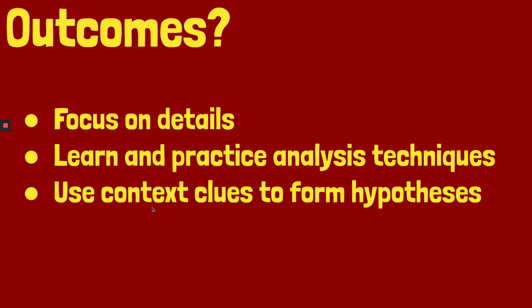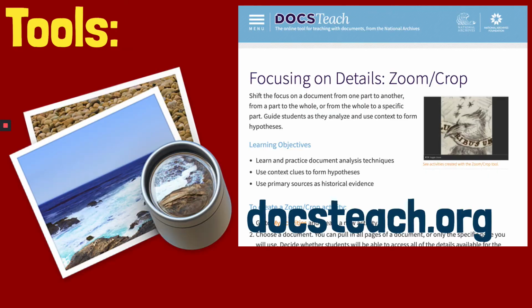Now, what are your outcomes when you do Zoom It with students? Well, you're really trying to help them focus in on details that they can find and pick out in the photograph. You're helping them learn how to do analysis techniques, how to look at photographs and understand them better, which means they're also going to be hypothesizing, trying to figure out what's happening based off of what they can see. And we've captured one moment of time, and so they're going to use those context clues to try to understand what's happening.